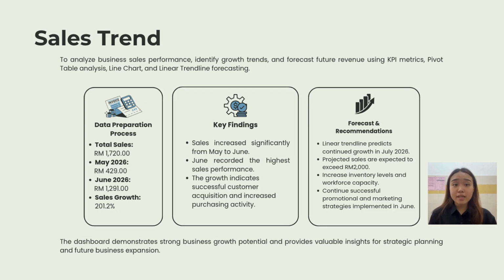The objective is to evaluate our sales performance, identify growth patterns, and forecast future revenue using our dashboard metrics. Based on the data, our business generated a total revenue of 1,720 ringgit. In May, sales started at 429 ringgit but skyrocketed to 1,291 ringgit in June. This represents a massive 201.2% sales growth in just one month.